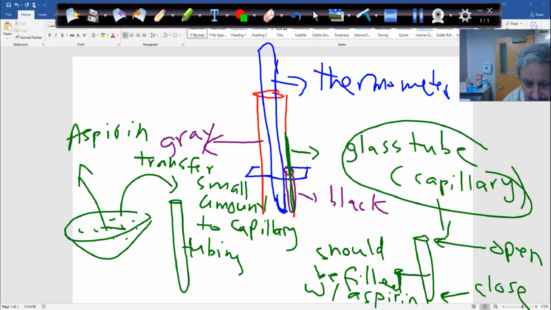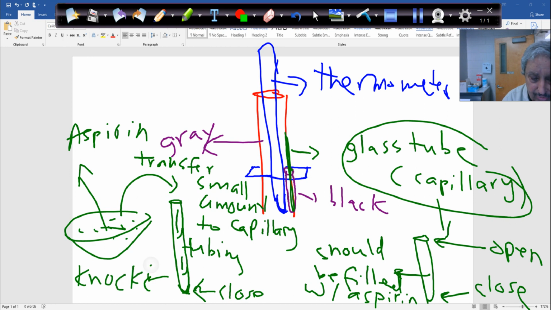Remember, this is closed here. You transfer it from the opening here, and you knock it a little bit. You knock this one here a couple of times to make sure that all the crystals of aspirin are at the bottom of the tubing. So you see some knocking down aspirin crystals.